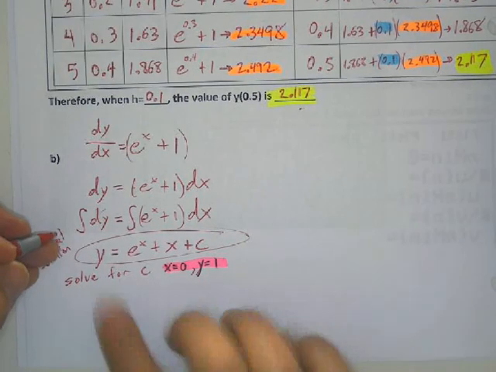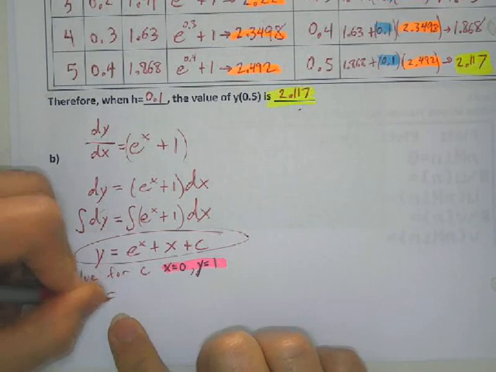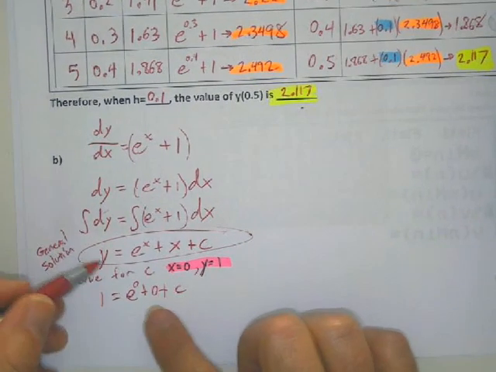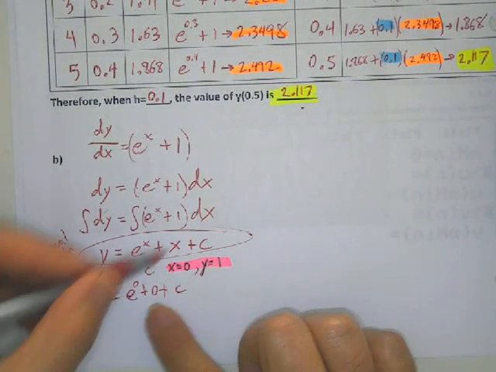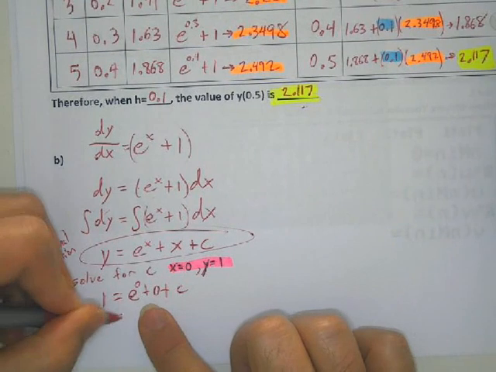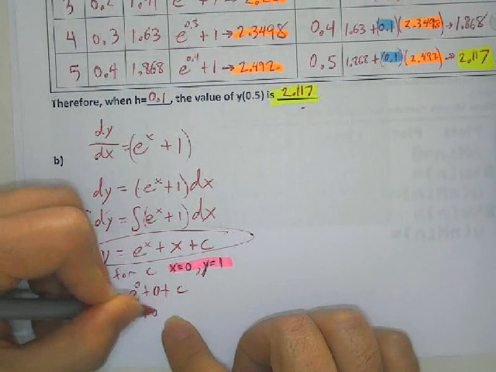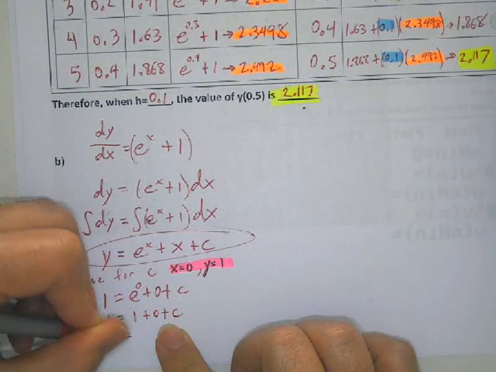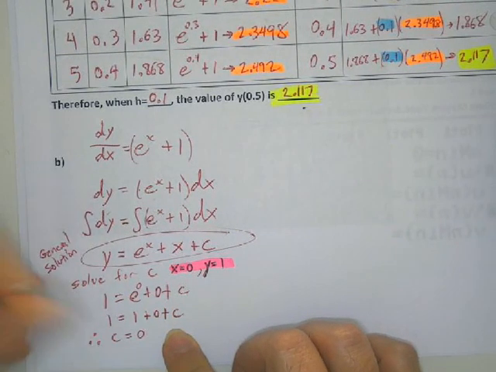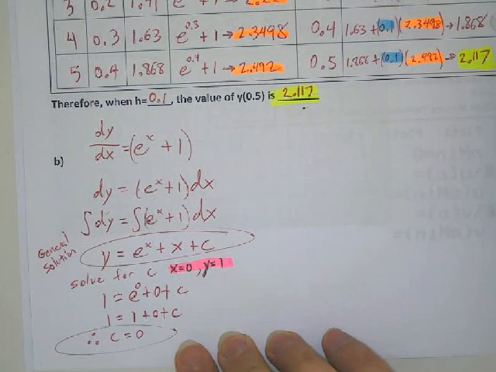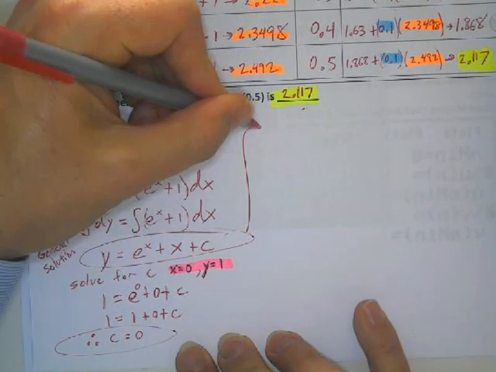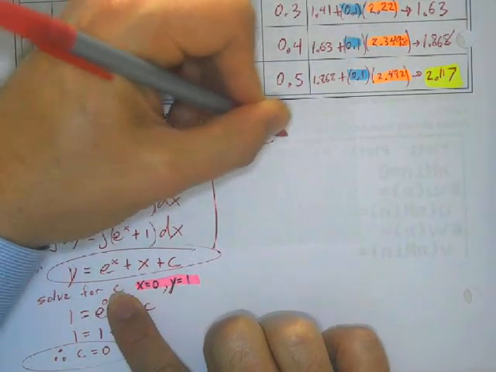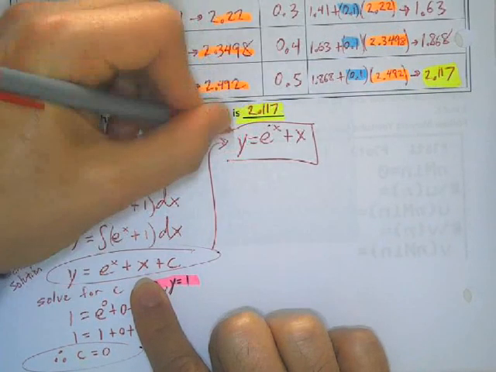So if y is 1, I have e to the 0 plus 0 plus c. I just replaced y with 1 and I replaced x with 0. Anything to the 0 is 1, so 1 equals 1 plus c. That means c has to equal 0. Therefore, c equals 0. The three dots means therefore. So now our equation is simply y equals e to the x plus x.